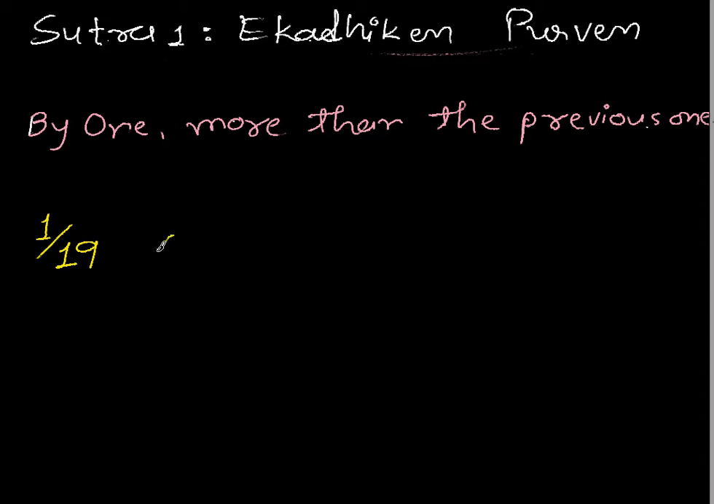Here, consider such divisions. Like this, any division wherein the denominator's ones digit is 9, and the numerator is 1, we can divide it in our mind by using this sutra Ekadike Purve, which is very fast and efficient also. So let's just start from this example.